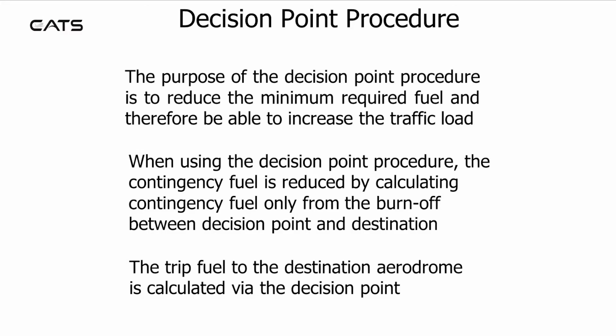Decision point procedure. The purpose of the decision point procedure is to reduce the minimum required fuel and therefore be able to increase the traffic load. When using the decision point procedure, the contingency fuel is reduced by calculating contingency fuel only from the burn-off between decision point and destination. The trip fuel to the destination aerodrome is calculated via the decision point.